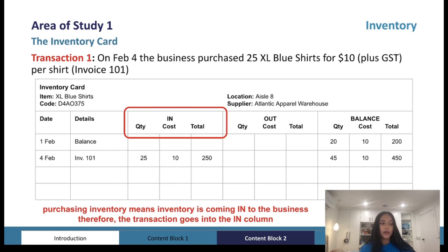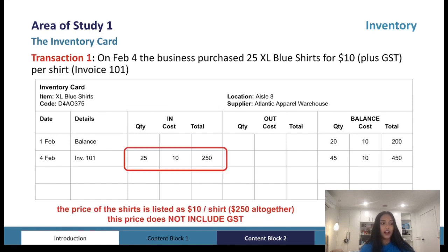And because this is a purchase, it involves inventory coming into the business. So it goes into the in column. And under the in column, we've recorded the quantity, cost per shirt, and total price of the inventory purchased. So 25 shirts at $10 each, which is a total cost price of $250. And note that all of these prices are cost prices and they do not include GST. So you can see in the question it says plus GST, so that would be $11 including GST, but in this case we're not including GST.